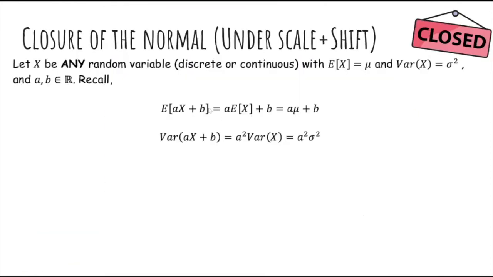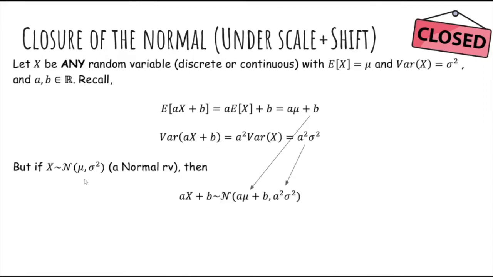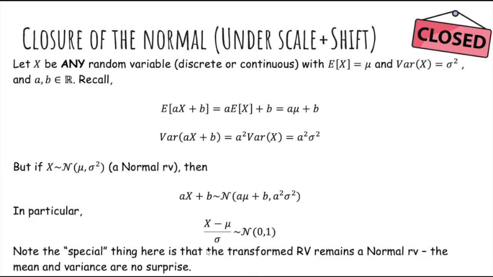There are some interesting closure properties. Again, recall the linearity of expectation and variance formulas. But the key thing is that if X is normal with mean mu and variance sigma squared, then aX plus b is also normal. If you scale it by a linear function, it's also normal with the expected mean and variance. In particular, if you transform X by subtracting the mean and dividing by the standard deviation, we get that this expression is actually normal(0, 1). This is called a standard normal distribution. The special thing is that the transformed random variable remains normal. The mean and variance are no surprise because they can be derived by linearity, which holds for all random variables.